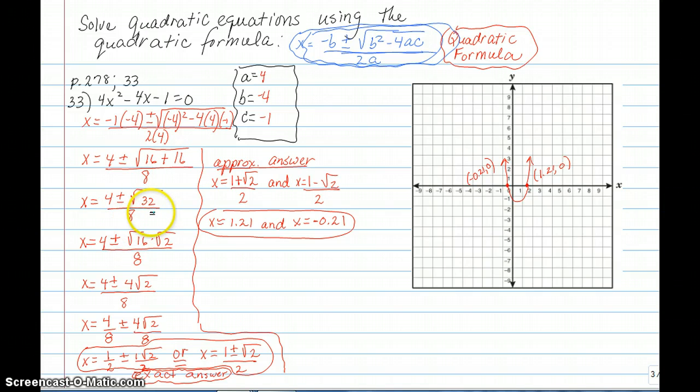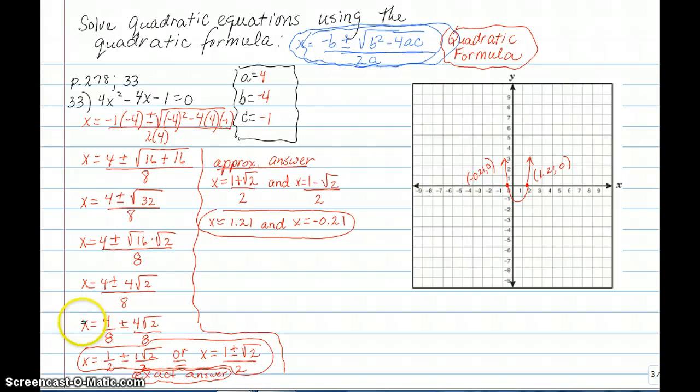Now 32 has perfect squares within it. A lot of people would go right to 4, but remember 4, 9, 16, 25 are all perfect squares, and 16 also divides into 32. So it's 4 plus or minus the square root of 16 times the square root of 2. Square root of 16 times the square root of 2 is the square root of 32 all over 8. Square root of 16 is 4, so we have x equals 4 plus or minus 4 times the square root of 2 over 8.